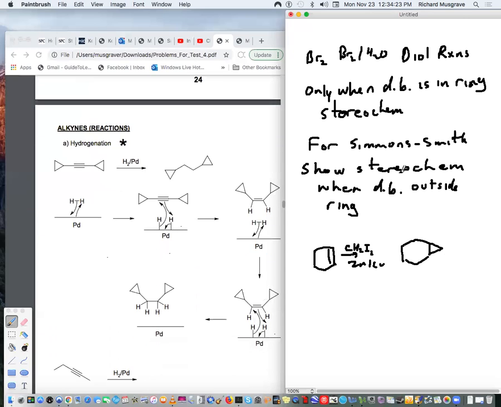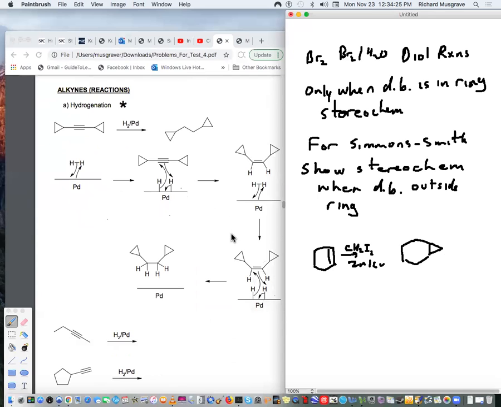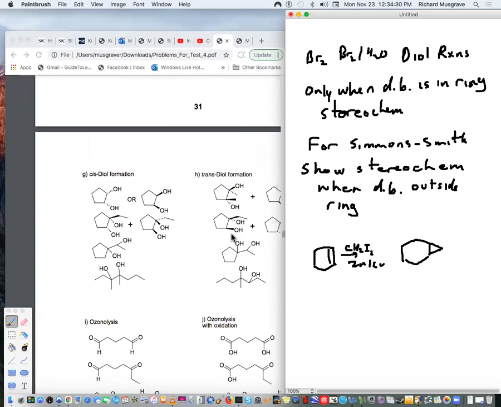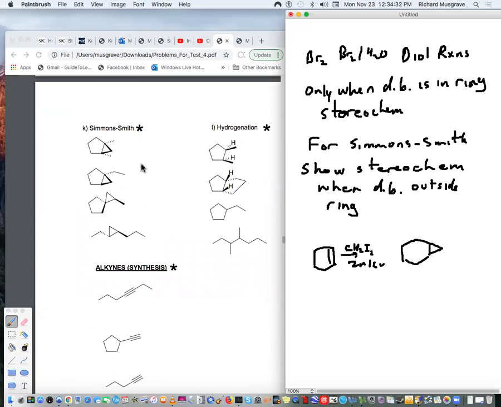But the difference between the Simmons-Smith and the other ones is that you're actually forming a ring, and in those other cases, you're not. There we go, there's Simmons-Smith. You can see how I've shown the stereochemistry in all of those instances.